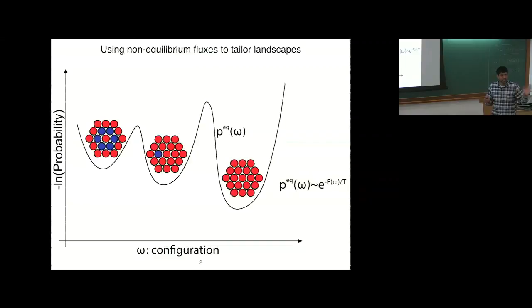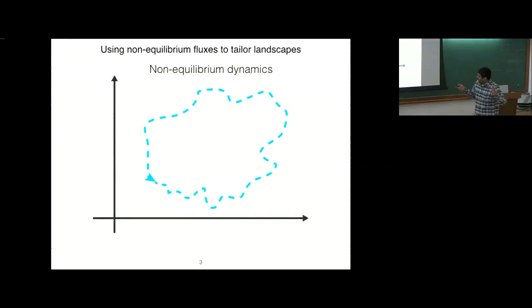Okay. The question is now, what happens if you go out of equilibrium? I'll keep using circles to denote out of equilibrium. Maybe not in this talk, maybe in the talk this afternoon, I'll spend some time talking about why I keep bringing circles in whenever I talk about non-equilibrium forces.